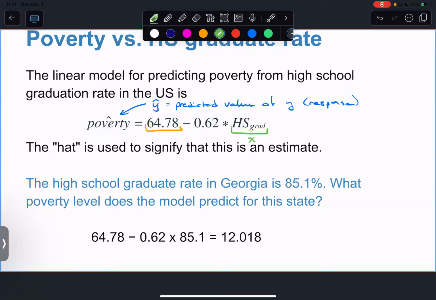X was the high school grad. Let's start with the slope. The slope here is negative 0.62. Negative makes sense because I just said it had a negative relationship. So of course the slope has to be negative, and it's negative 0.62. The intercept, the y-intercept, is the value of y when x is 0. So that's where it crosses the y-axis.